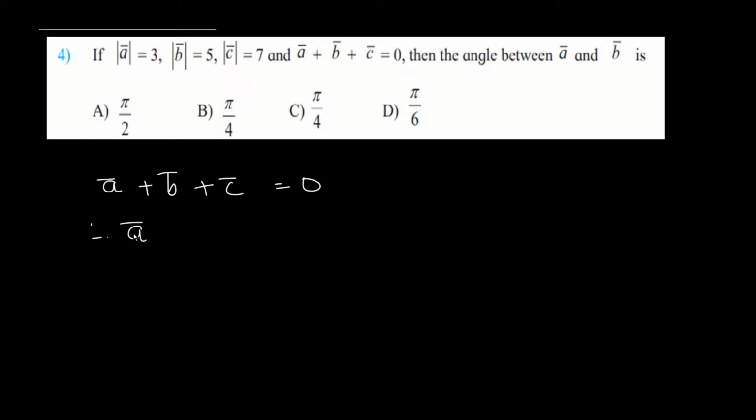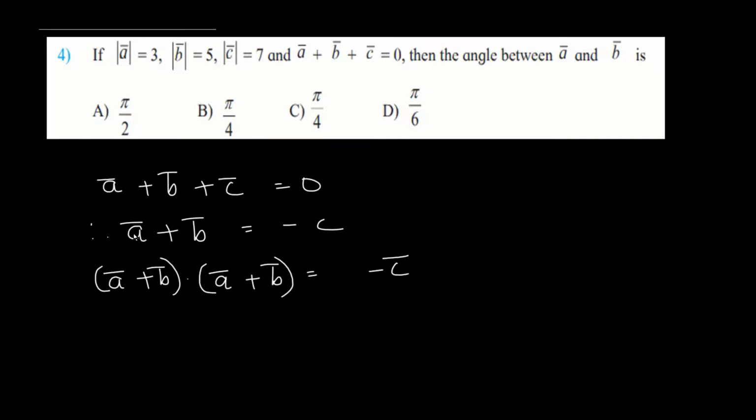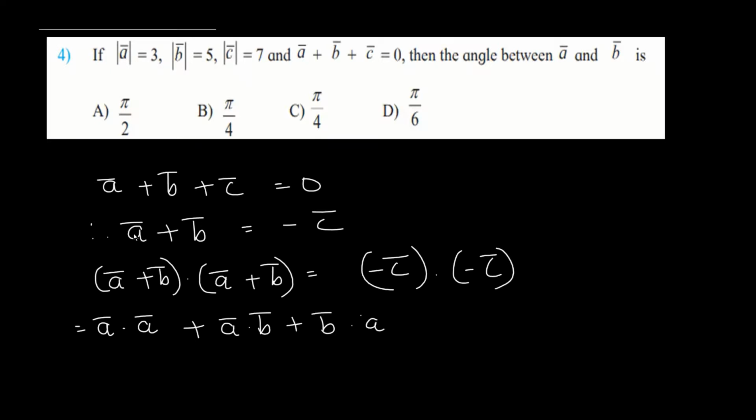Now here we take A + B + C is equal to 0 initially. And therefore we have A + B is equal to -C. We take (A + B) dot (A + B) is equal to (-C) dot (-C). Then we can expand it and we get A dot A + A dot B + B dot A + B dot B. You know how to expand it. Minus into minus becomes plus, so we get C dot C.